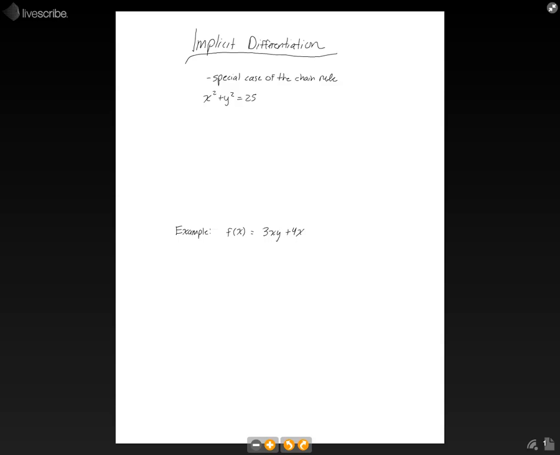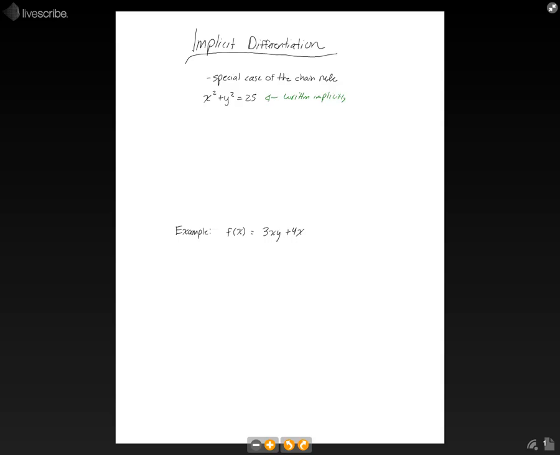So, let's take a look at this equation written up here. X squared plus y squared equals 25. This is written implicitly. Written implicitly means that it's either a function of x and y, and that you can't separate the two, or it's also sometimes used when you really don't want to solve for y because it would make it look really ugly.